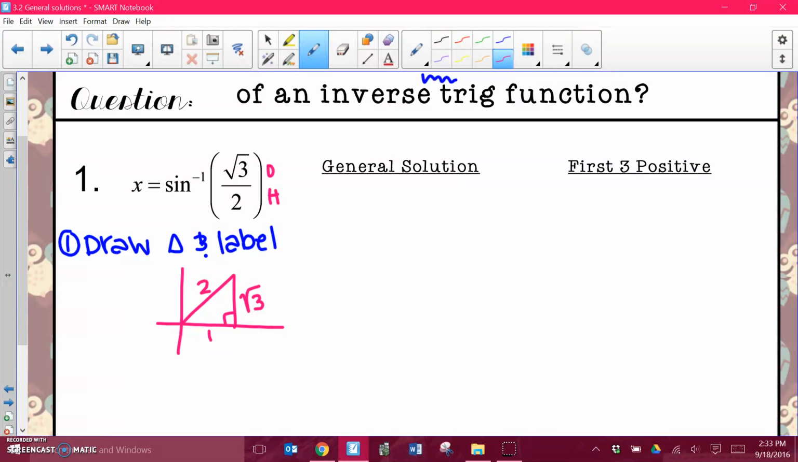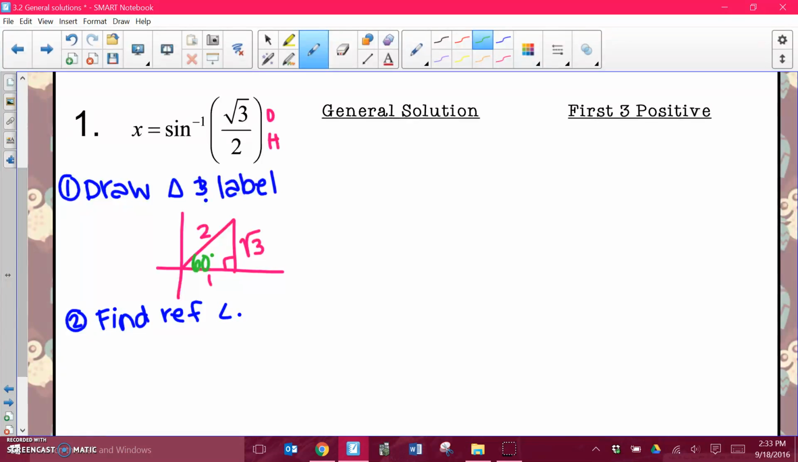And now I can find my reference angle. After you have drawn your triangle, you're going to find the reference angle. When I look at this triangle, my reference angle, the angle opposite my root 3, would be my 60 degrees, and in radians that is pi over 3. Once you've found your reference angle, you have to remember that since this is a positive sine, we can actually find two solutions to this.